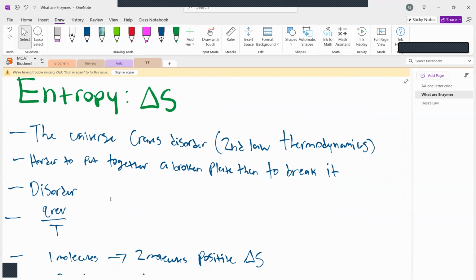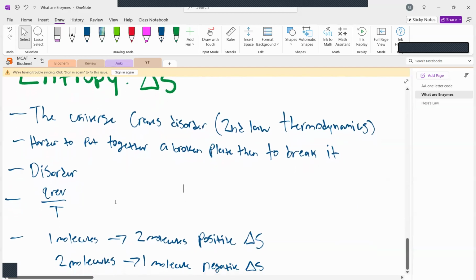I don't know, I just always think of that one scene in Breaking Bad. I think it might be in the first episode where he breaks a plate and then Walter White realizes that one of the shards is missing when he puts it together. But I don't know, that's kind of what I think of for entropy.